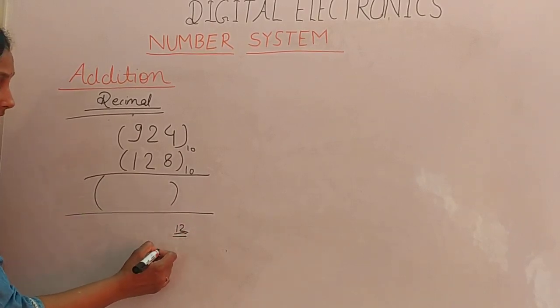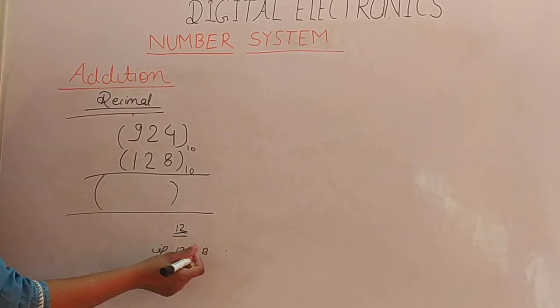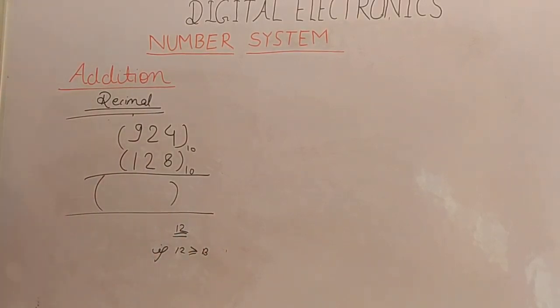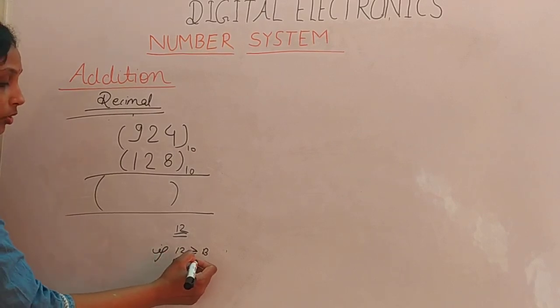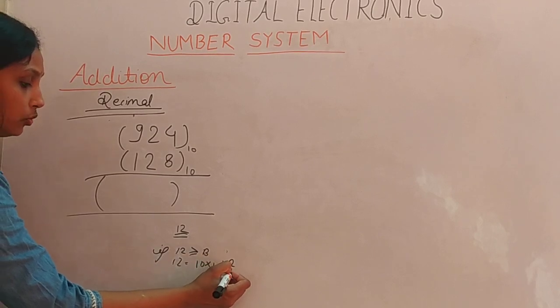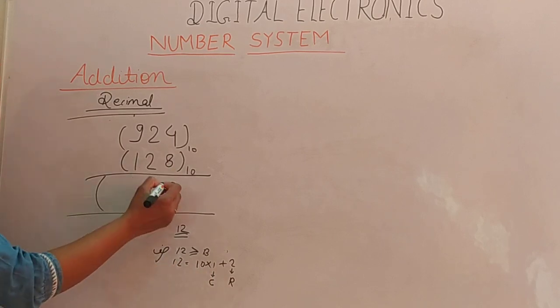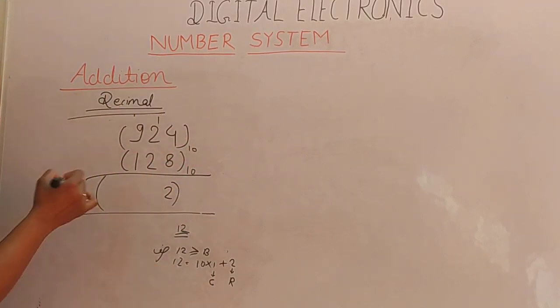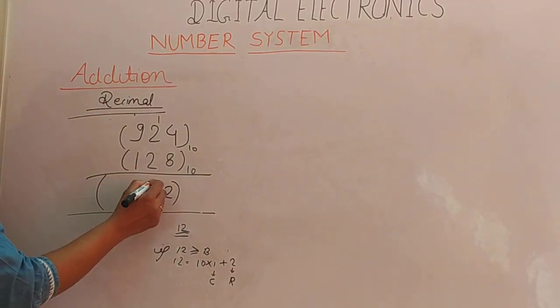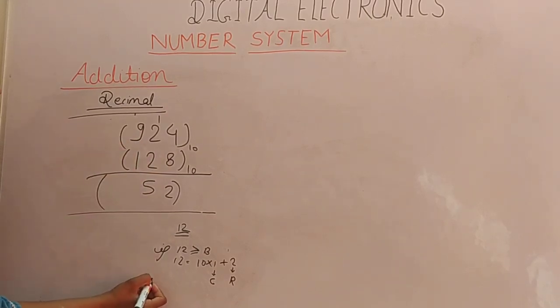And then we will check if this number is greater than or equal to the base. Yes, it is greater than 10. 10 is the base of decimal. So we have to write 12 as 12 = 10 × 1 + 2. Here 2 will be the remainder and 1 will be the carry. So we will put here 2 and 1. Then 2 plus 1 is 3 and 3 plus 2 is 5. 5 is directly present in decimal, so we can write it directly. And 9 plus 1 is 10.